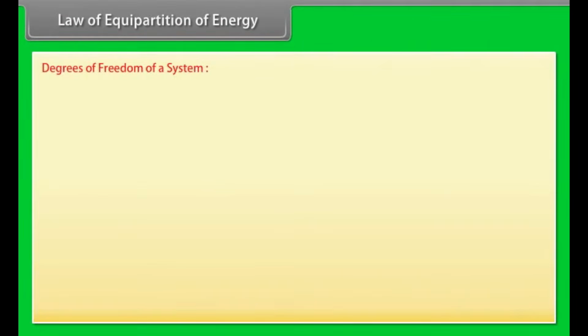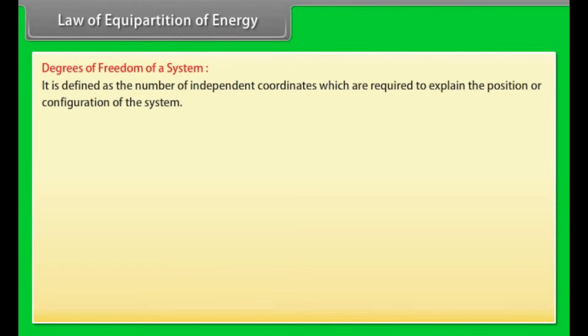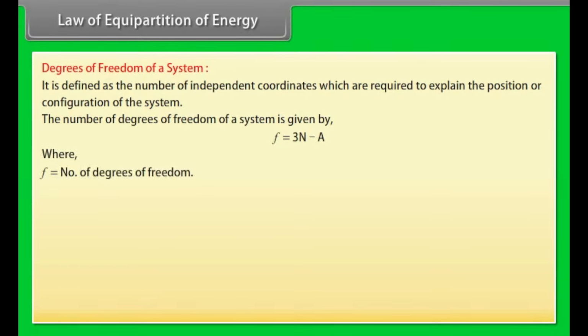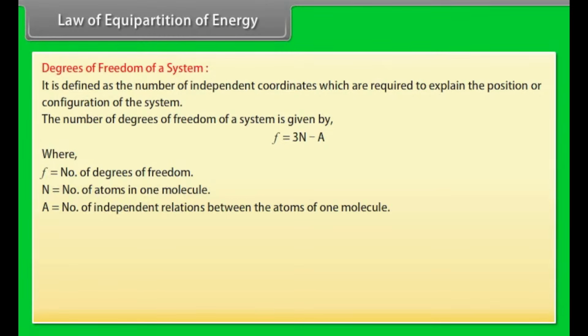Degree of freedom of a system. It is defined as the number of independent coordinates which are required to explain the position or configuration of the system. The number of degrees of freedom of a system is given by F = 3n - A, where F is the number of degrees of freedom, n is the number of atoms in one molecule, and A is the number of independent relations between the atoms of one molecule.